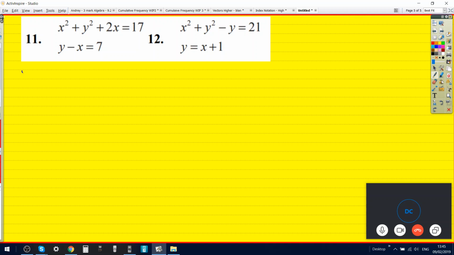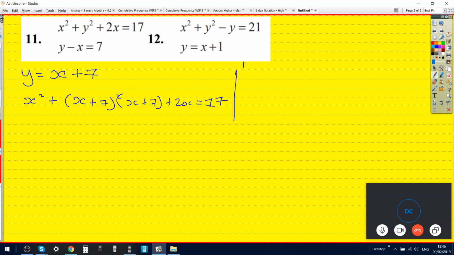y equals x plus 7, let's say. Then x squared plus open bracket x plus 7 close bracket open bracket again x plus 7 close bracket plus 2x equals 17. And I think you're okay for the rest of that. That's the trick there, that you have to rearrange the second one to put it into the first one.